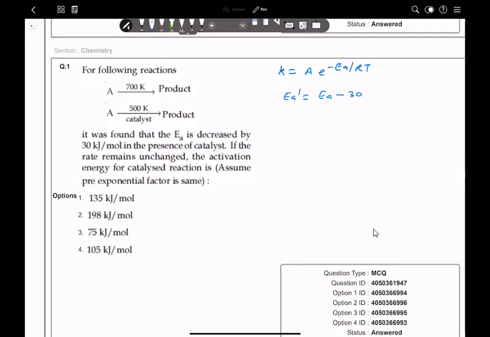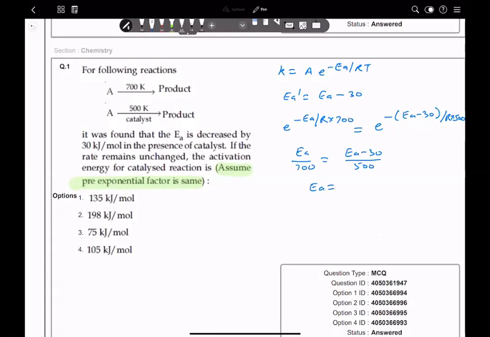And you can see in the question that the pre-exponential factor given is same. That means we can take A same for both the processes. So we can write e raised to the power minus Ea by R into T, that is 700 Kelvin, equal to e raised to the power minus (Ea minus 30) by R into 500. Okay. So now if you equate, it becomes Ea by 700 is equal to (Ea minus 30) by 500. So now simplify this equation and get the activation energy Ea.